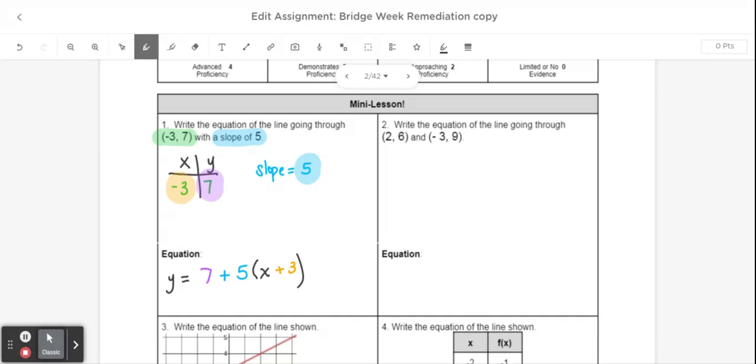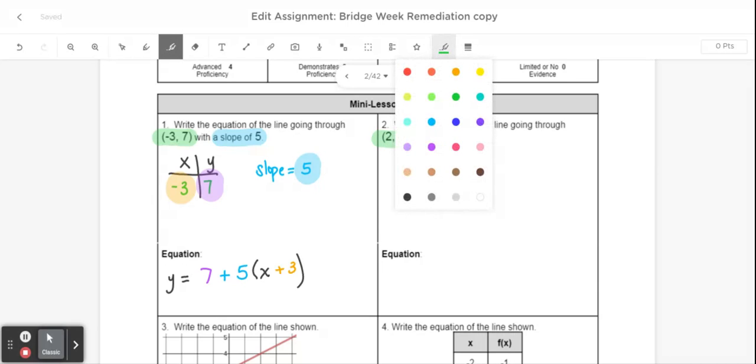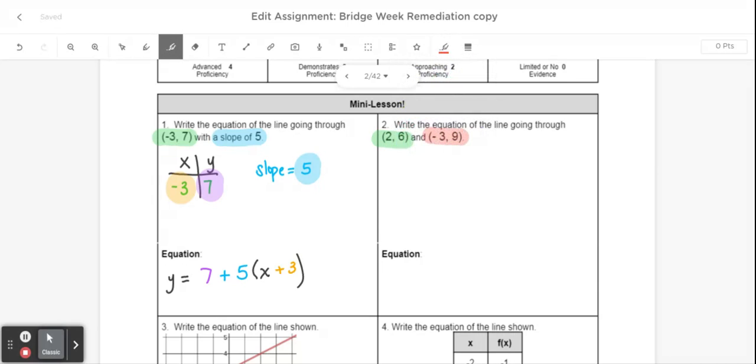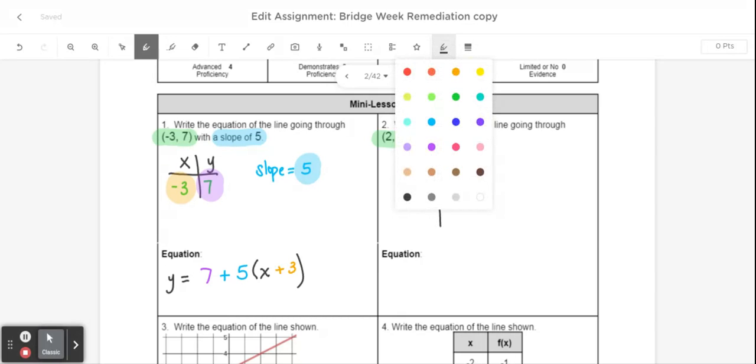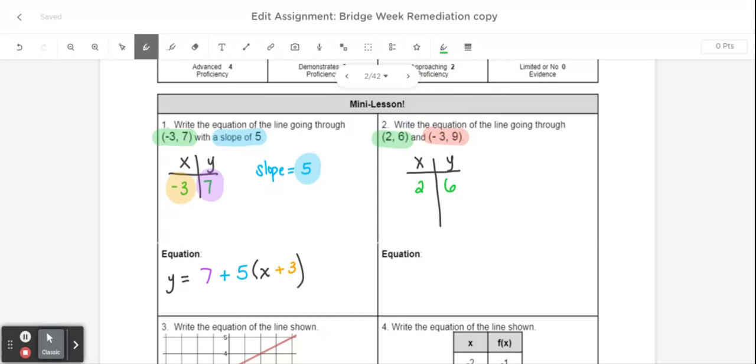All right, in our second example, we have a very similar situation, but instead of being given a point and a slope, we're actually given 2 points. The first point is 2, 6, and the second point is -3, 9. I'm still going to start the same way by organizing my information. This time, I'm going to organize it with 2 points. The first point is 2, 6, which goes right next to each other, x and y in the table. It's a pair. And the next point is -3 and 9. Again, that goes right next to each other like a pair of numbers in the table.